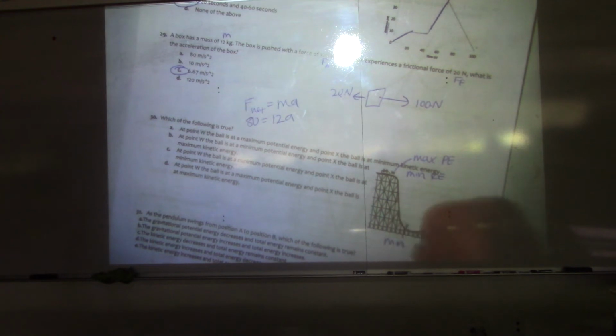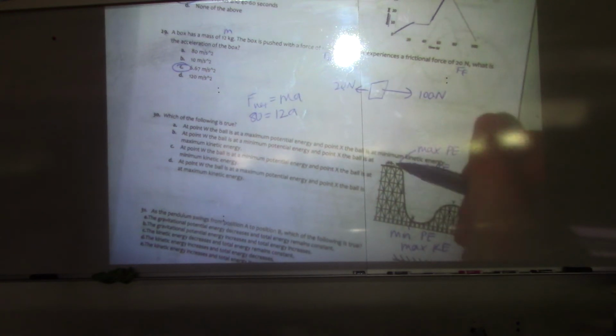W is the maximum potential and the minimum kinetic. Here, this is the minimum potential and the maximum kinetic. I know it's the maximum potential because it has the most height, and minimum potential because it has the least height, and then the total energy stays the same, so maximum potential would be the opposite for kinetic. So then D is the correct one.